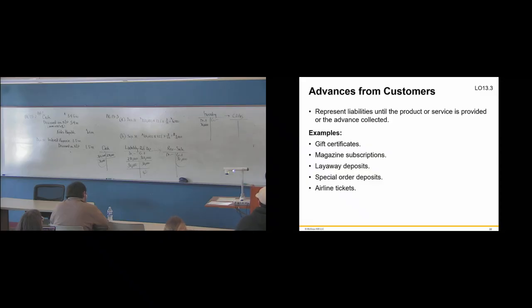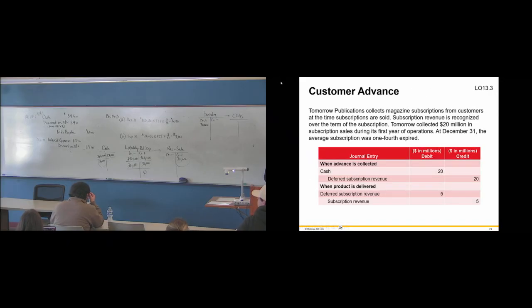Okay. Special order deposits. Usually if you special order something, you have to pay for it up front because it's made specifically to your requirements, your specifications, and so it's going to be hard to sell to somebody else, right? And airline tickets. You pay for those in advance, don't you? You book a flight, you pay for the flight. The airline can't call it revenue until when? You take your flight. Yeah, so here's one example, and then we'll call it a day.